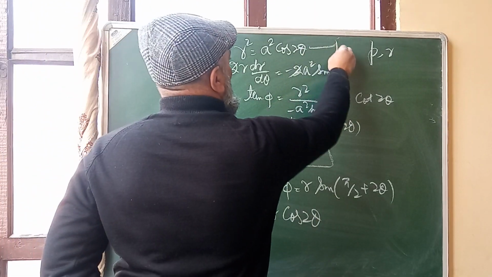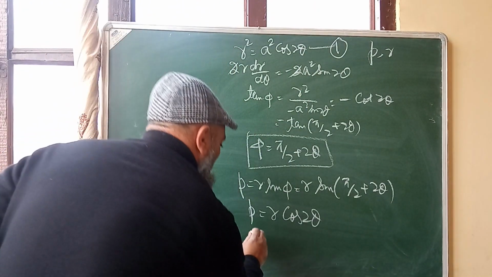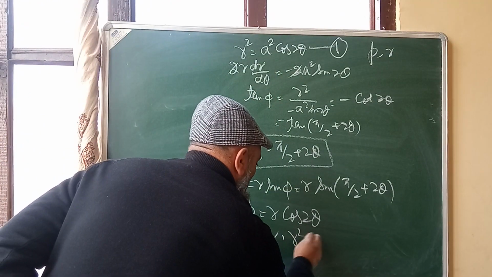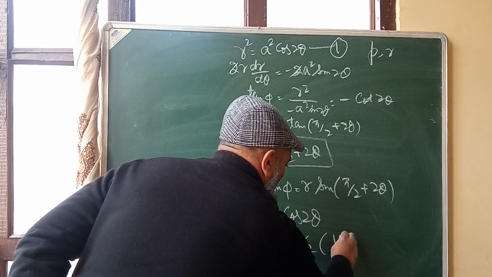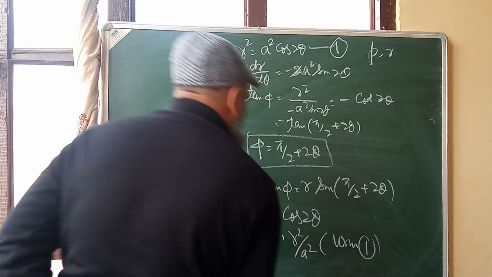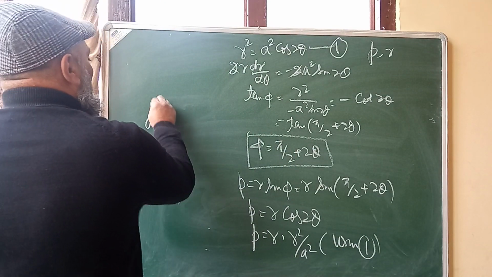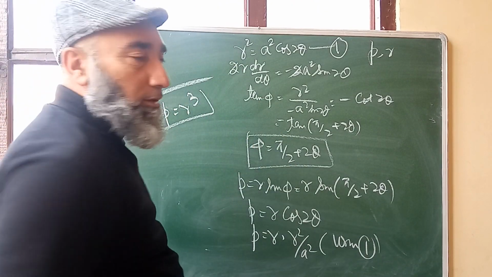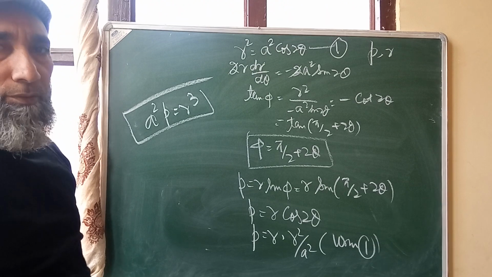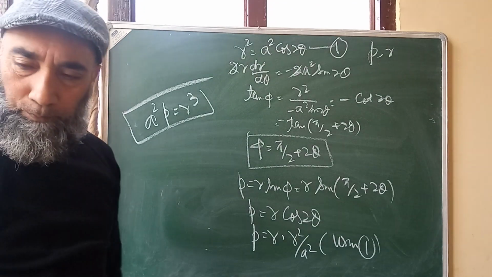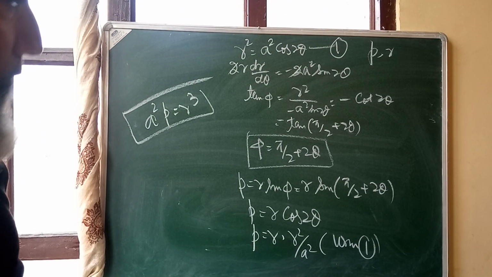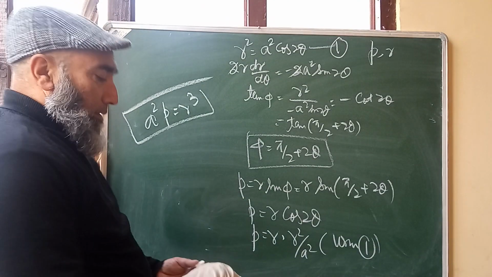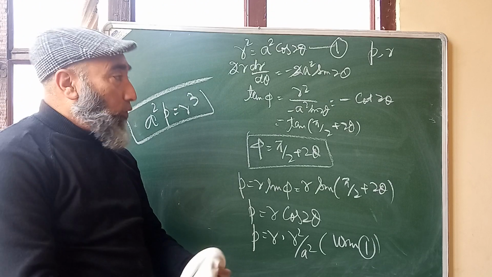You know cos 2 theta. So this is P equal R cos 2 theta, which is R square by A square using the given equation. So my pedal equation is A square P equal R cube. Relation between P and R, no theta. This is the pedal equation, right? Okay, I have to show you one more thing.